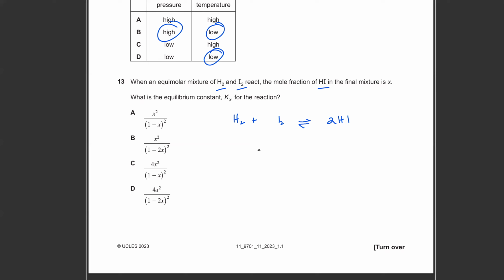And he hasn't even given you the equilibrium moles. You don't know the initial moles? Do you remember he didn't give you the initial moles. He didn't even give you the equilibrium moles. The only thing he gave you was the mole fraction, which he says is X for this one. Now, can you think about what the mole fraction of the other two is?